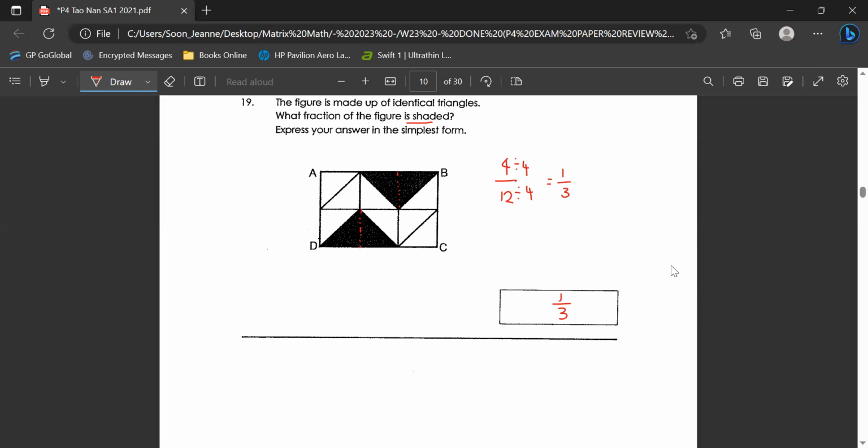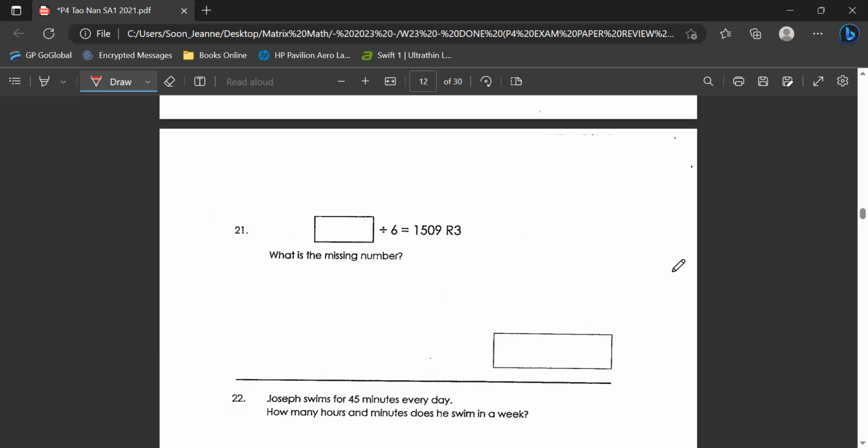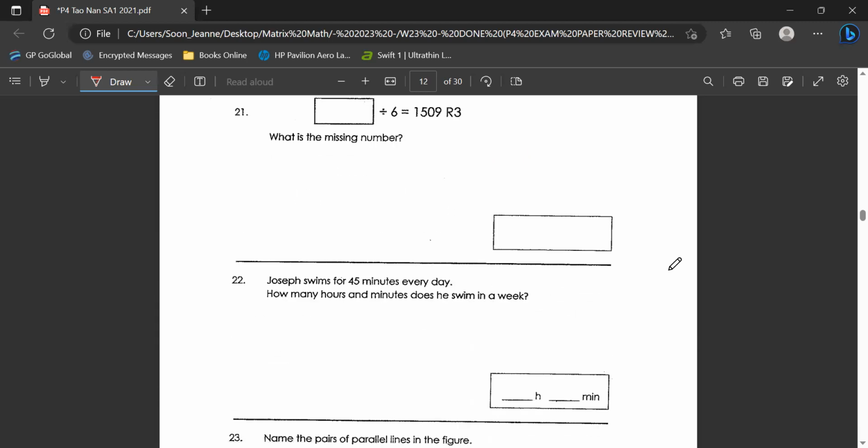Moving on to question number 21. 21 is something that is whole numbers, but we have been doing it a lot of times. So some of you still need practice on that. What divided by 6 gives you a quotient of 1509 remainder 3? That means this number, when you divide by 6, the nearest number of groups is 1509 groups of 6.